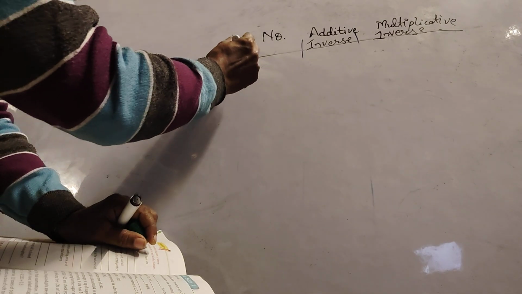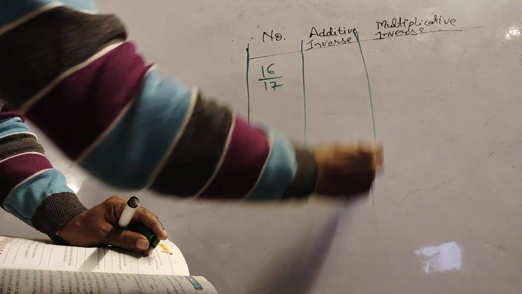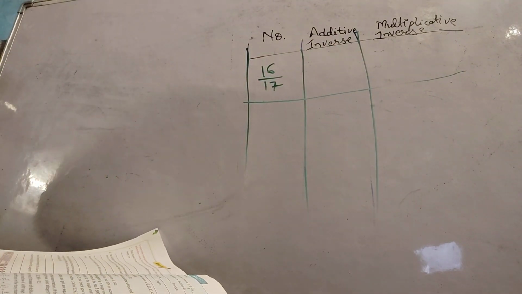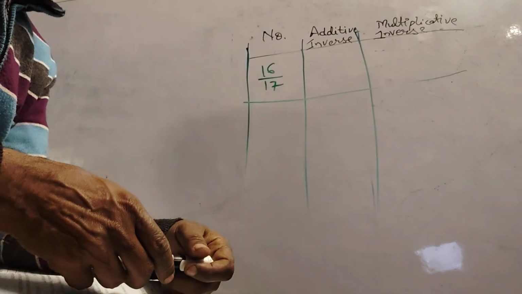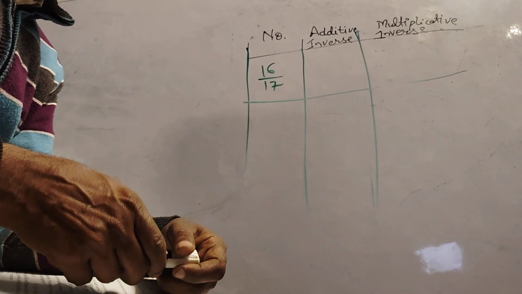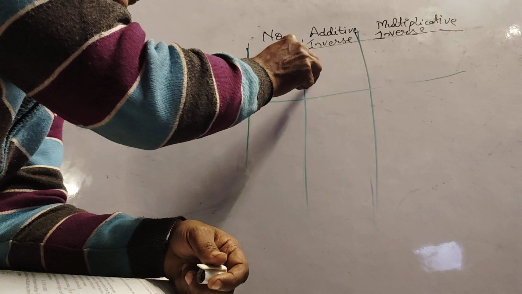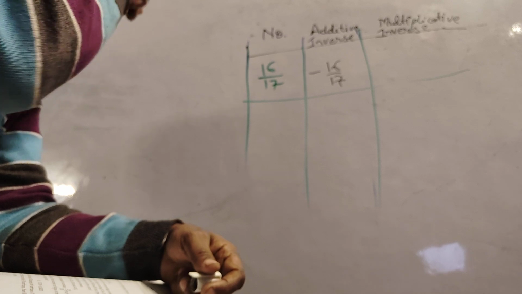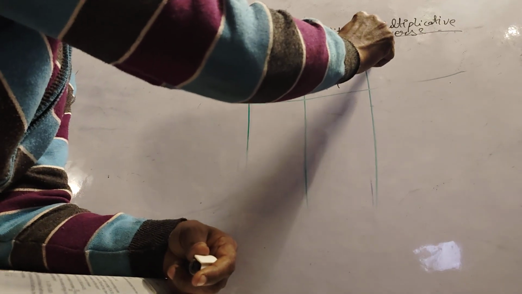Next number is 16 over 17. What is the additive inverse of 16 over 17? Negative 16 over 17. And the multiplicative inverse? 17 over 16.